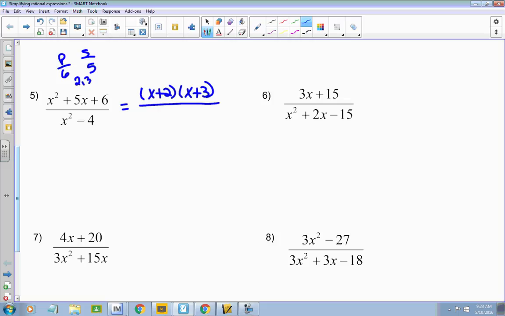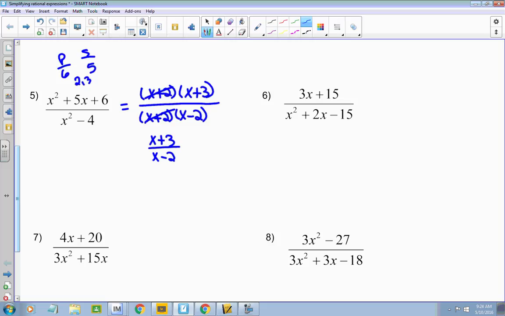Okay, what about the bottom? Can I do anything with it? It's the difference of two squares, so it factors into x plus 2, x minus 2. Okay, so now that I have it factored, what can I cancel? Anything? The x plus 2's. Okay, so then I'm left with x plus 3 over x minus 2.